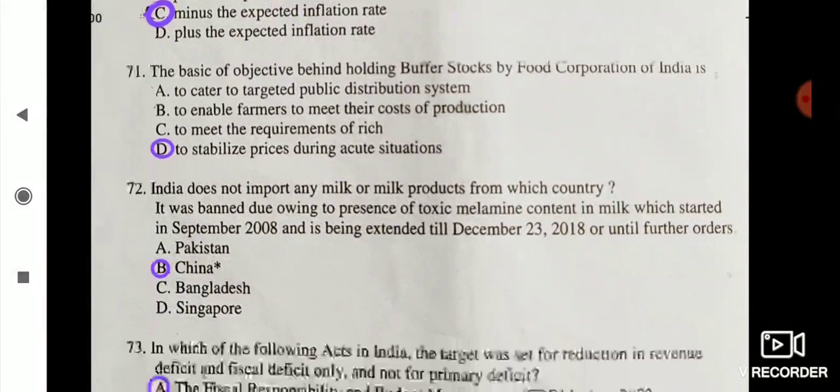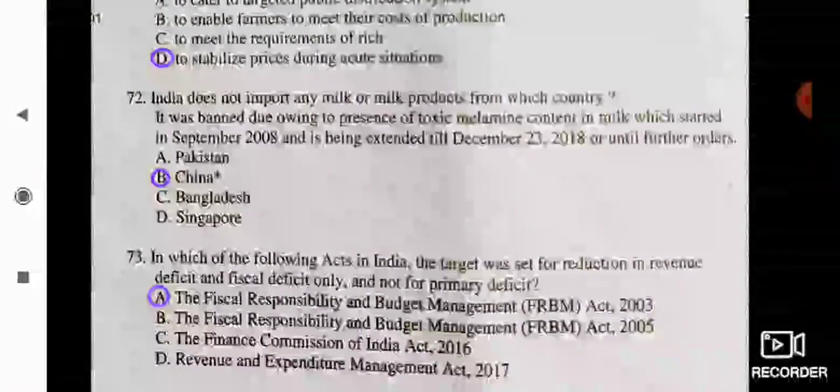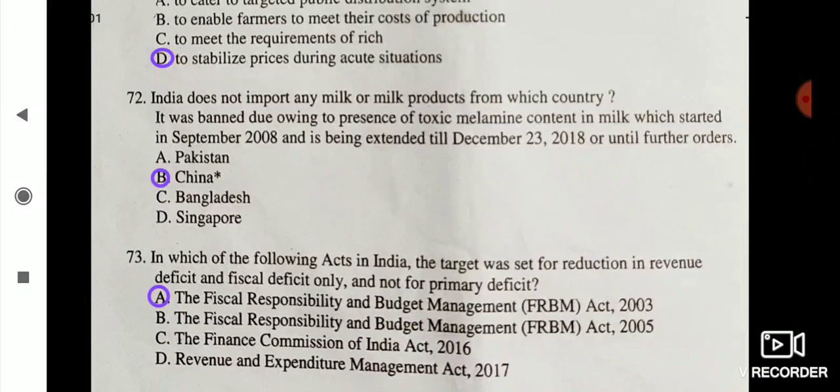Next, India does not import any milk or milk product from which country? It was banned owing to presence of toxic melamine content in milk, which started in September 2008 and is being extended till December 23, 2018 or until further orders. And India does not import any milk or milk product from the country China, and it is given in option B.